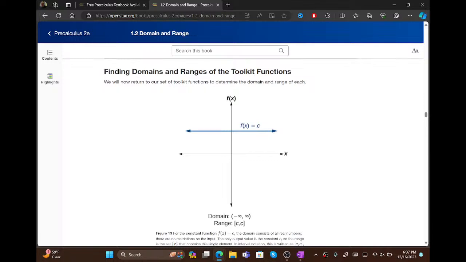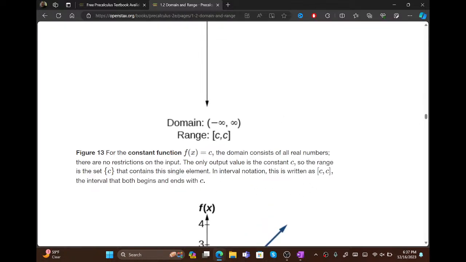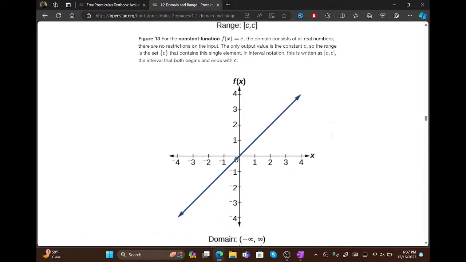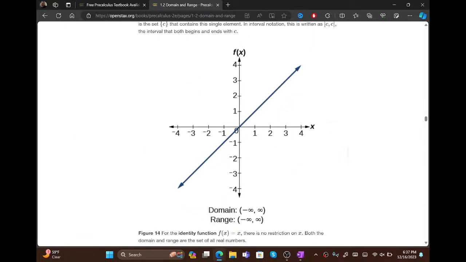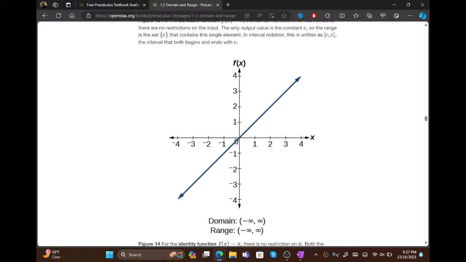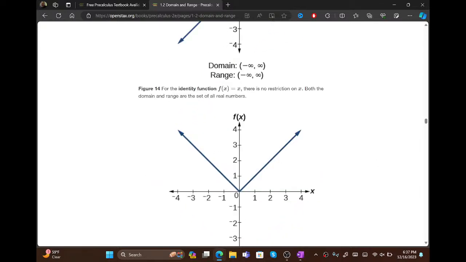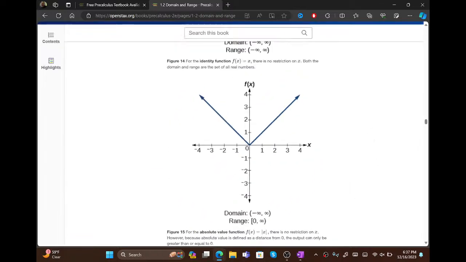The range, it's really just at y = c. Honestly, it's just c. I don't know why they would put it at bracket c, comma c. I've never seen it that way. For linear functions, it is -infinity to infinity for both. And this is called an identity function, y = x. This is an absolute value function, guys.